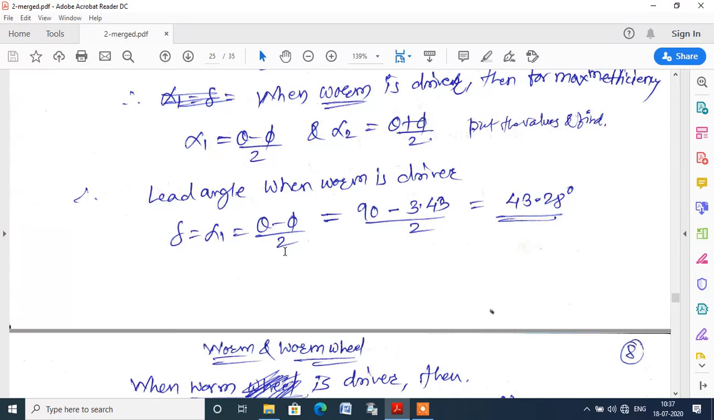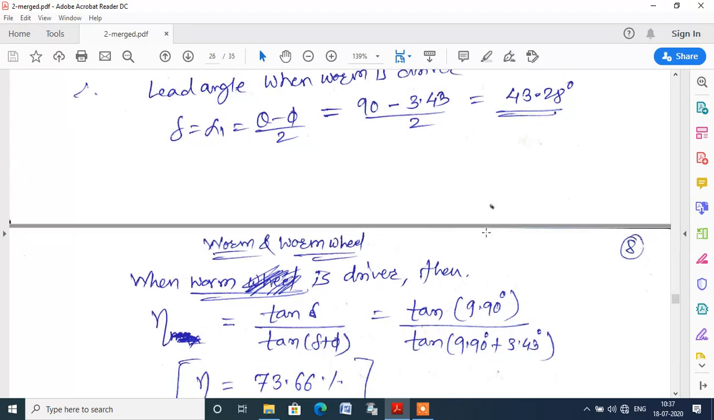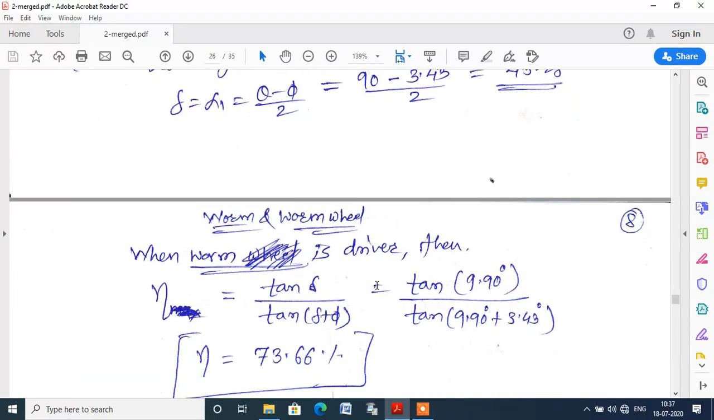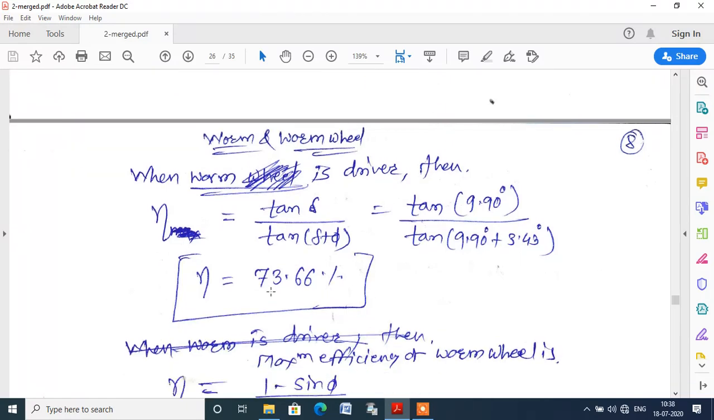Because we have to see both the cases. So alpha 1 is nothing but theta minus phi by 2, which is (90 minus 3.23) divided by 2, that is 43.0. When worm is the driver, we have the equation efficiency equals tan theta upon tan (theta plus phi). So tan 9.90 upon tan (9.90 plus 3.23). We got efficiency as 73.66% when worm is the driver.